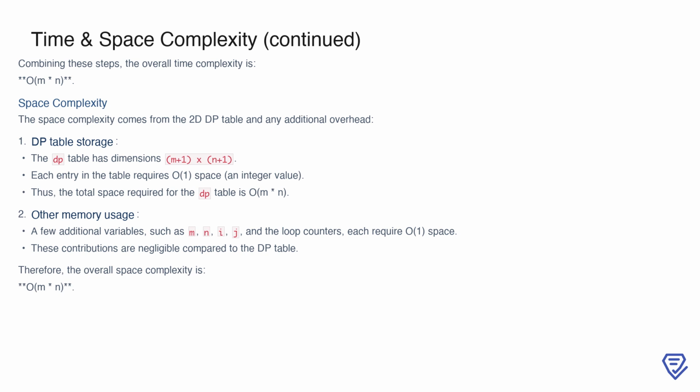O(m*n) space complexity. Additionally, there are a few auxiliary variables, such as m, n, i, and j, which are used in the loops. These variables each take O(1) space and are negligible compared to the DP table. Therefore, the overall space complexity of the algorithm is also O(m*n). This is a direct result of needing to store all intermediate results for the dynamic programming approach.